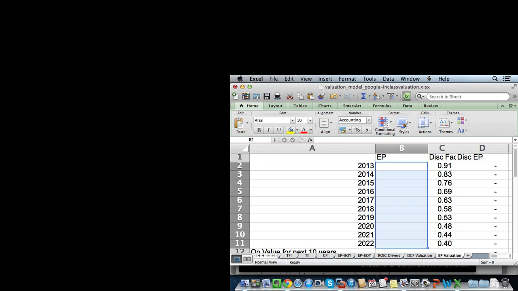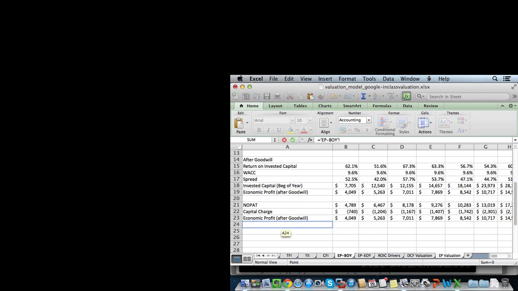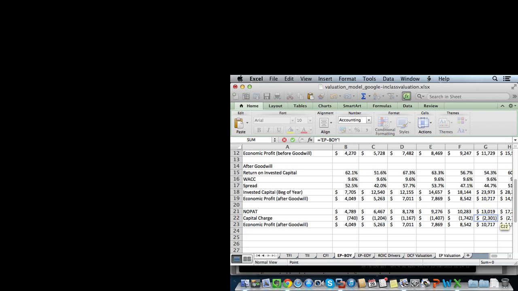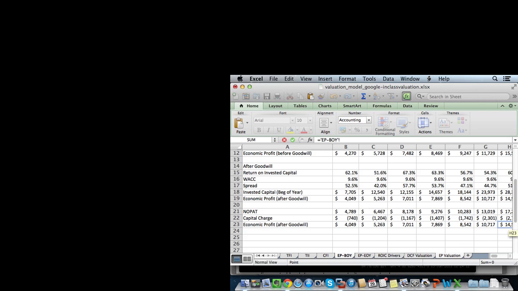Well, we have that on our EPBOY tab. We forecasted the beginning of year economic profits using the beginning of year methodology, because again, we want these valuations to match up. So for the forecasted economic profit in 2013, off the EPBOY tab, the very last line is the economic profit after goodwill, which is the one we want. So for 2013, it'll be G23. And then 2014, it'll be H23.